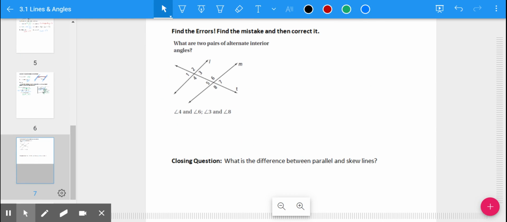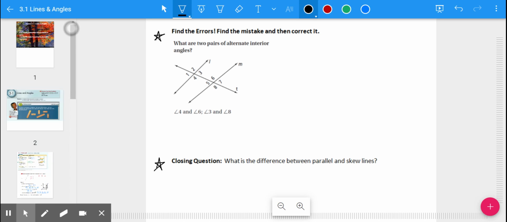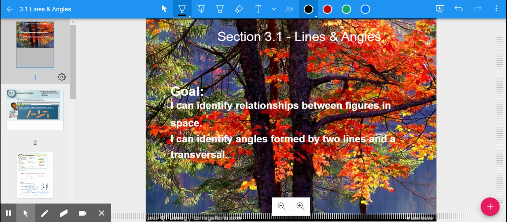So why don't you finish off by, on your own, finding the errors, if there's any errors in here, and then answering the closing question, something that we've already actually talked about and answered, but it's a good review from the beginning, which takes us back to our beginning. We talked about identifying relationships between figures in space. That would have to do with parallel lines, skew lines, perpendicular lines, we'll get into that, but planes as well. And then the second one was identify angles formed by two lines and a transversal. So the different angle types like alternate interior, alternate exterior, corresponding, and same side interior. So that's it for section 3.1.